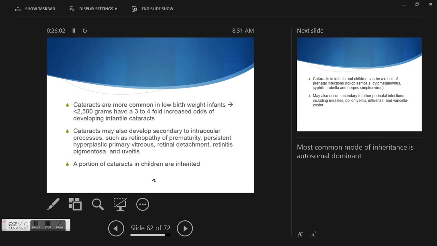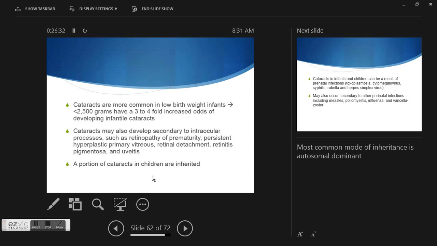Cataracts tend to be more common in low birth weight infants. For those babies that have a birth weight less than 2,500 grams, there's a 3 to 4-fold increase in the odds of developing an infantile cataract. So cataracts can also develop secondary to intraocular processes such as retinopathy of prematurity, persistent hyperplastic primary vitreous, retinal detachment, and retinitis pigmentosa, as well as uveitis.